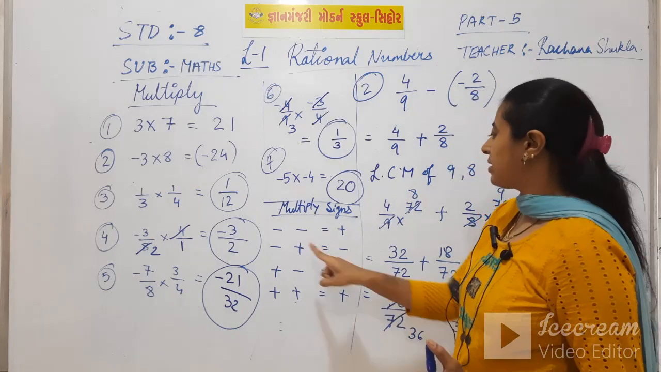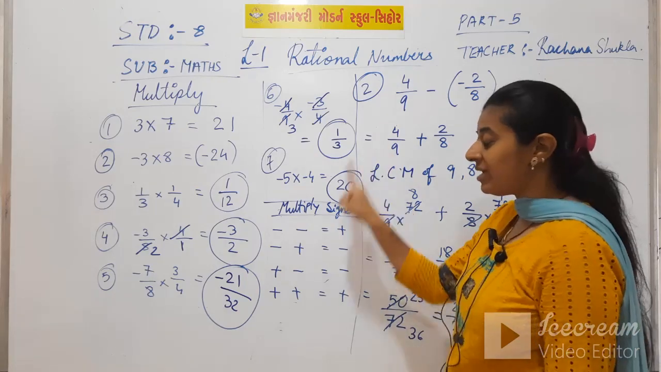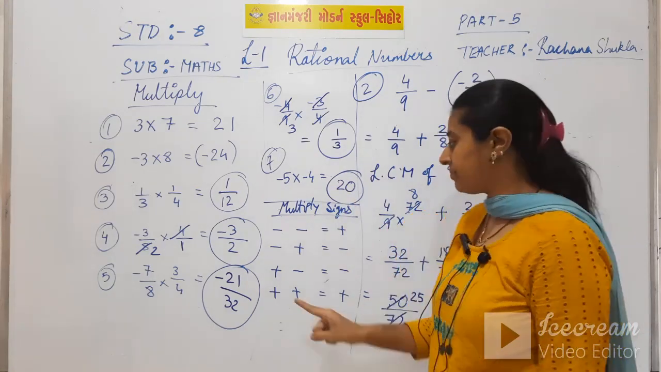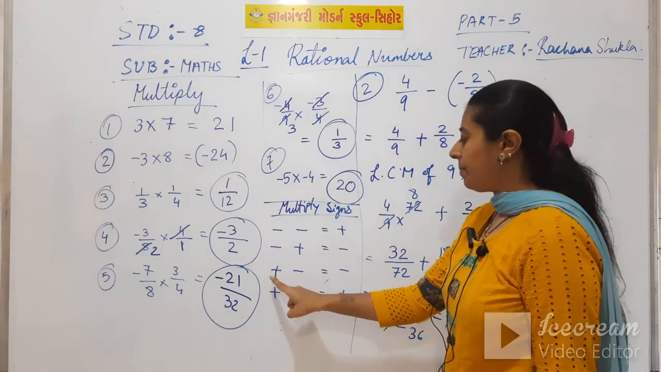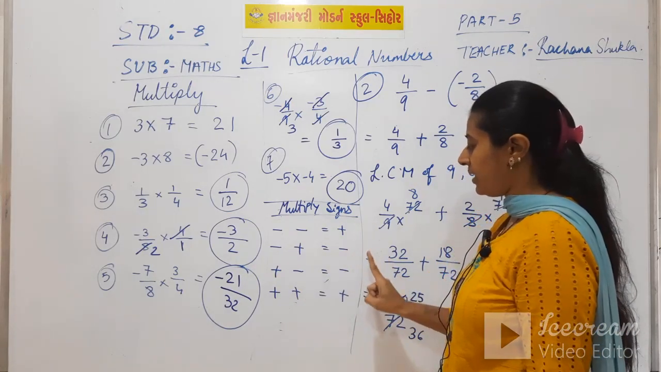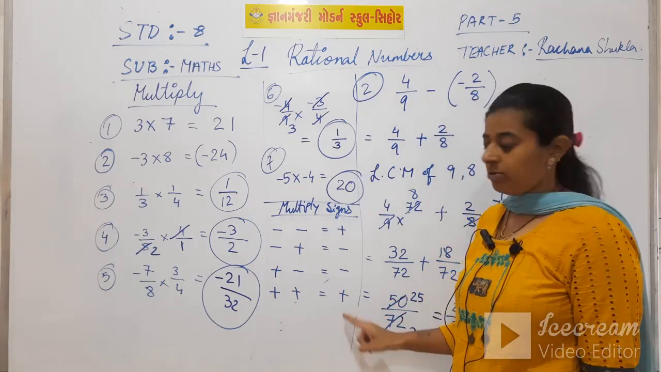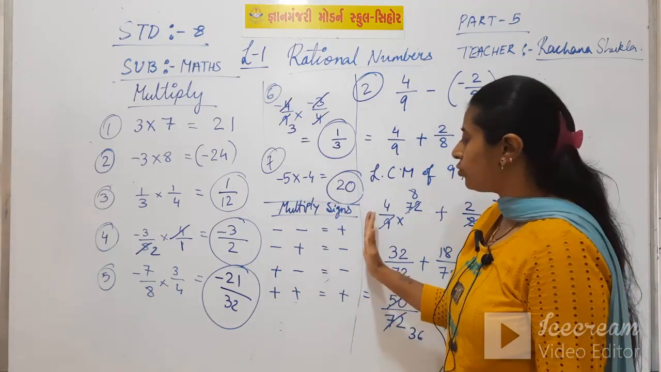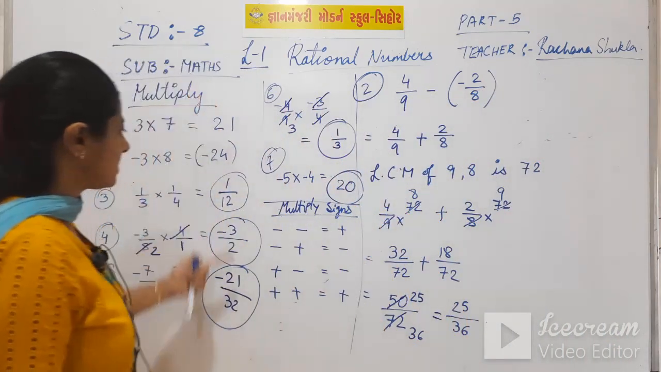I repeat once again, minus minus, the sign will be positive in case of multiplication. Minus and plus, the sign will be negative. Plus and minus, the sign will be negative. Plus and plus, the sign will be positive. So you can note down the rules or the signs of multiplication and note down the sums also.